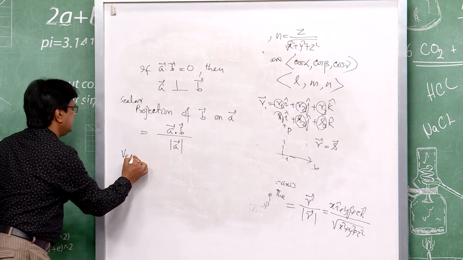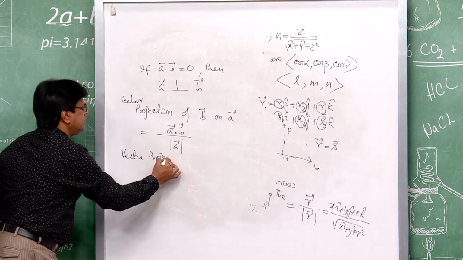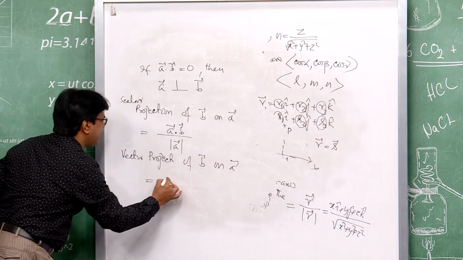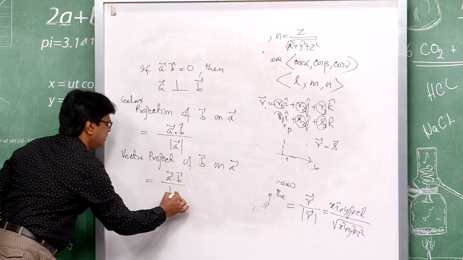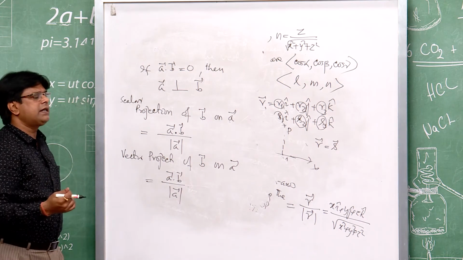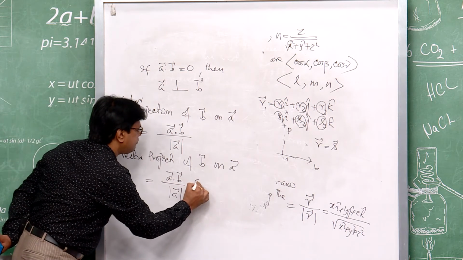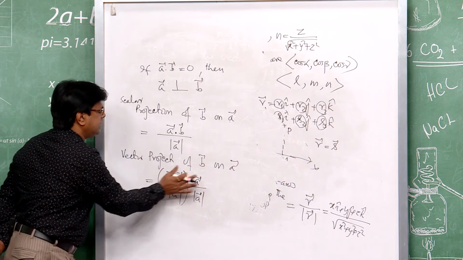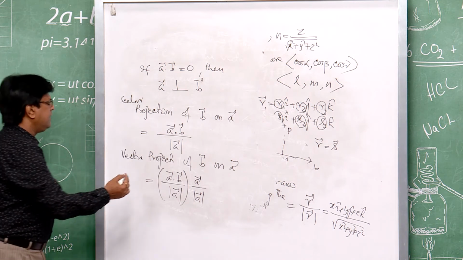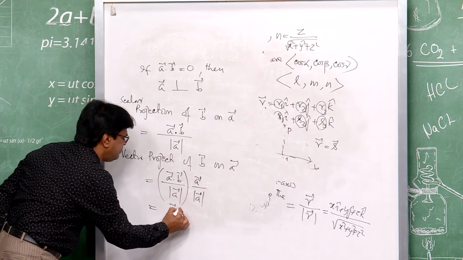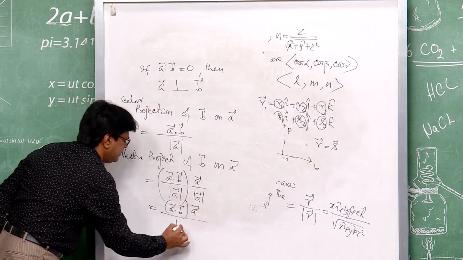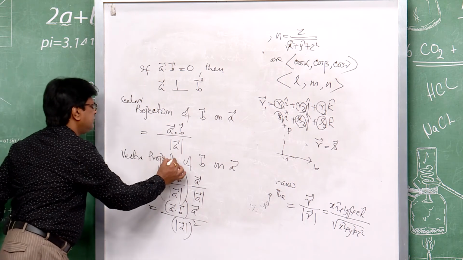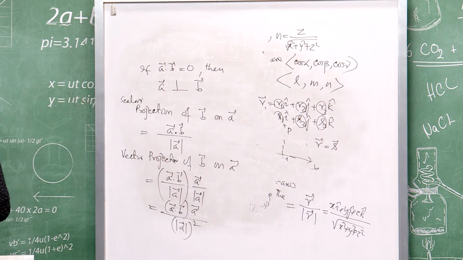Similarly, the vector projection of B on A. So, you have to find the scalar projection into the unit vector along the direction of A. That means we have to take A vector by magnitude of A. This is your scalar projection into the unit vector along the vector A. So, this becomes A dot B into A by magnitude of A square. So, this is your vector projection. So, these are the two projections on A and B.